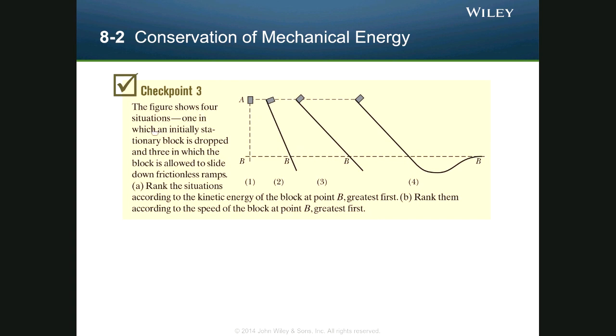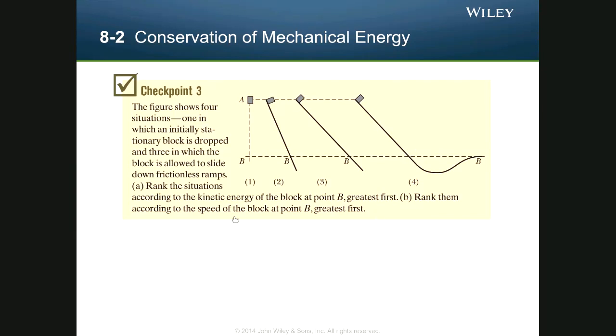One in which an initially stationary block is dropped, and 3 in which the block is allowed to slide down frictionless ramps. It always starts from 0 at all of these, and you just let it go. So we want to rank the situations, another ranking problem, according to the kinetic energy of the block at point B, greatest first. And then part B, rank them according to the speed.